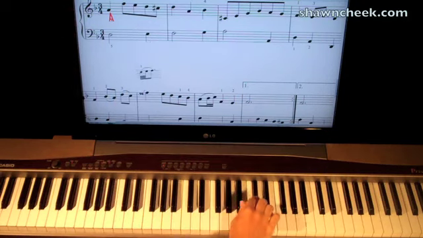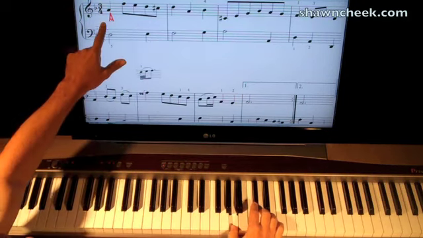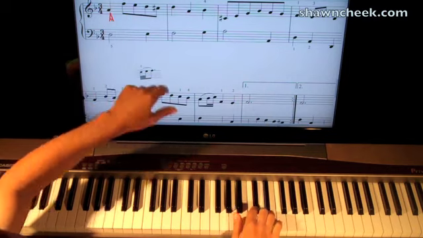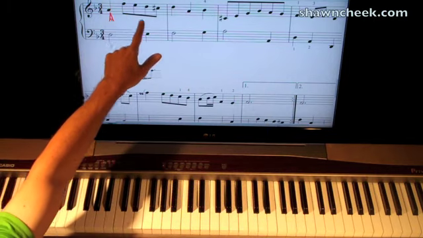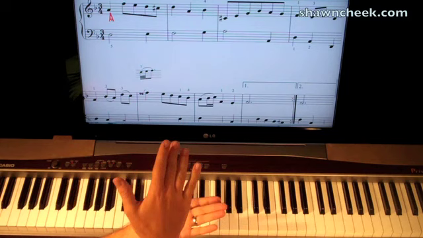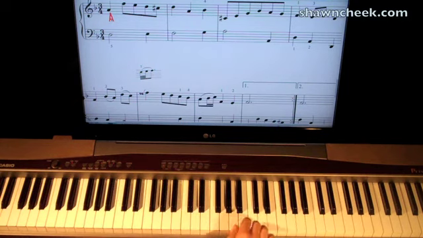So C sharp. So this first measure is 1, 2, and 3, and that's the rhythm. We have a quarter note and then 4 eighth notes. 1 and 2 and 3 and. Okay?